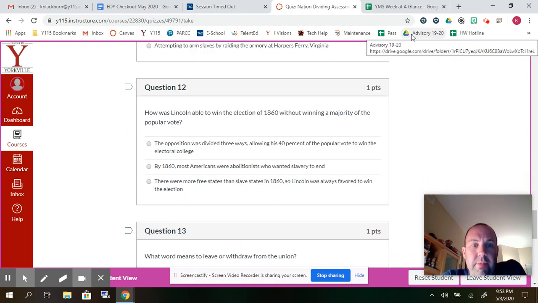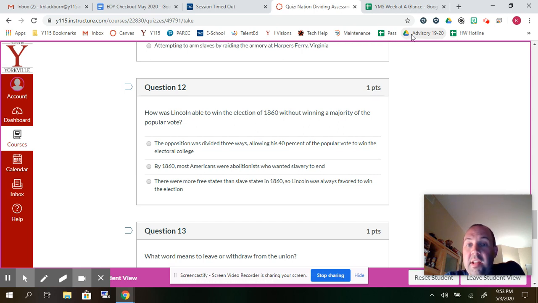Question 12. How was Lincoln able to win the election of 1860 without winning a majority of the popular vote? The opposition was divided 3 ways, allowing his 40% of the popular vote to win the Electoral College. By 1860, most Americans were abolitionists who wanted slavery to end. There were more free states than slave states in 1860, so Lincoln was always favored to win the election.